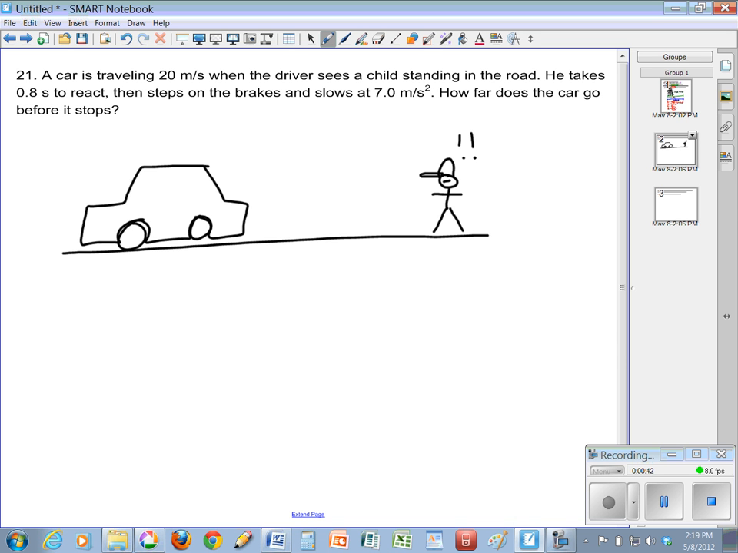He takes 0.8 seconds to react, then steps on the brake. So this is the driver that takes this much time to react. Slows at 7 meters per second squared. How far does the car go before it stops?